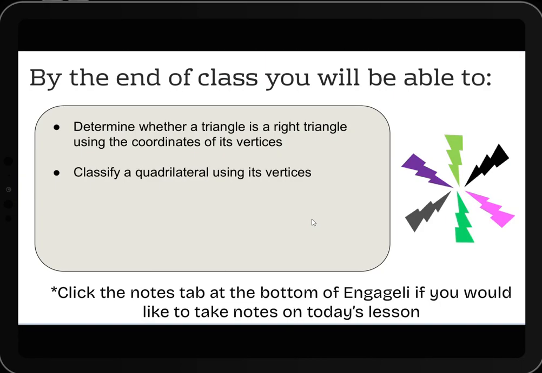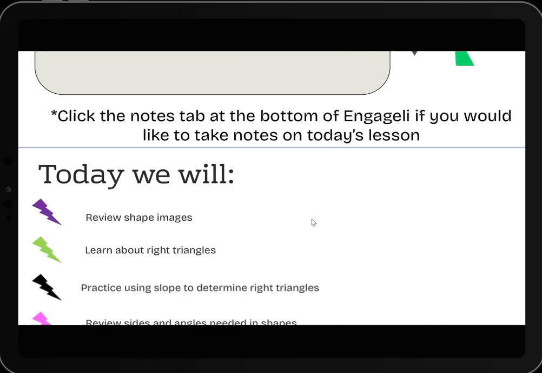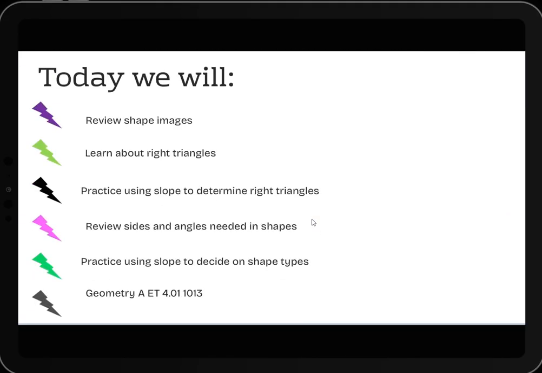Today, what we're going to be looking at is determining whether a triangle is a right triangle using the coordinates of its vertices, and we're going to classify a quadrilateral using its vertices. To do that, we'll be reviewing some shapes, we'll learn about right triangles, practice using slope to determine right triangles, review sides and angles needed in the shapes, and practice using slope to decide on shape types. Then we'll go over a little preview of the exit ticket, and I will illustrate which slides could be most helpful for you in approaching each of the questions on the exit ticket.